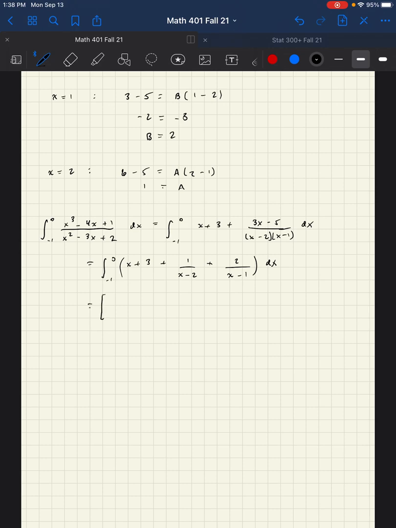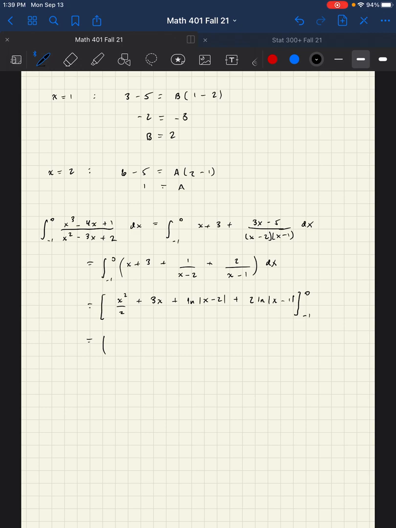Namely, we have x becomes x squared over 2. 3 becomes 3x. 1 over x minus 2 becomes ln of the absolute value of x minus 2. And 2 over x minus 1 becomes 2 ln of the absolute value of x minus 1. And we evaluate that from -1 to 0. Not too bad, right? And from here, we just plug in.